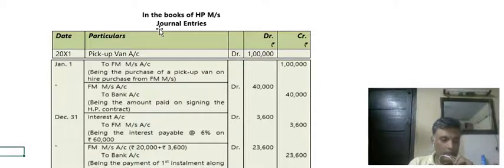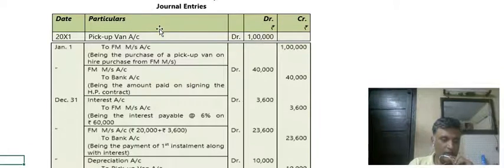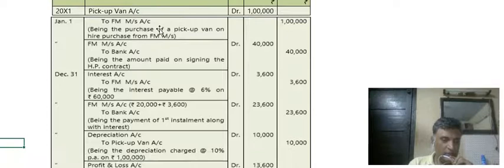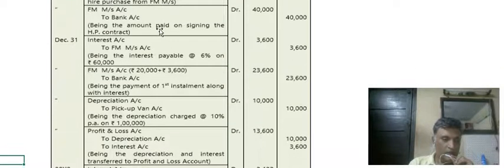Then we pay the first installment, which is the principal portion of 20,000 plus interest of 3,600, which is 23,600. Hire vendor to bank is 23,600. Since hire purchaser is using the asset, we pass the entry for depreciation. SLM basis 10%. So 1 lakh is the cash price. 10% of that is 10,000. So depreciation to pickup van is 10,000. Finally, we will transfer the depreciation and interest to the P&L account. Depreciation was 10,000. Interest was 3,600, and we'll say P&L account debit to depreciation and interest 13,600. So this will be the entry for the first year.